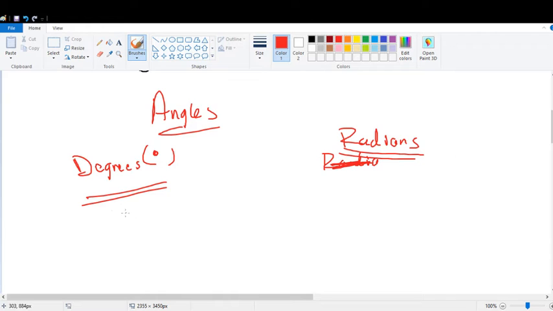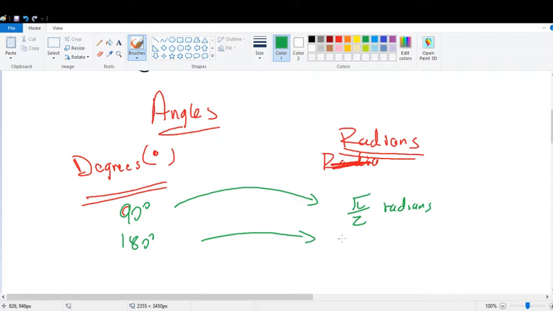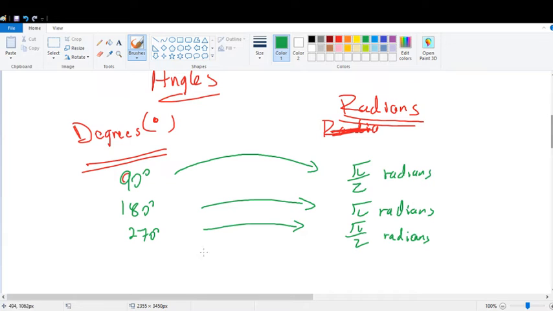So let's say that I have 90 degrees. 90 degrees in radians is equal to pi over 2 radians. If I double this, I get 180. That's 1 pi radians. If I go 270, I have 3 pi over 2 radians. And if I keep going, if I go to 360 degrees, I end up with 2 pi radians.